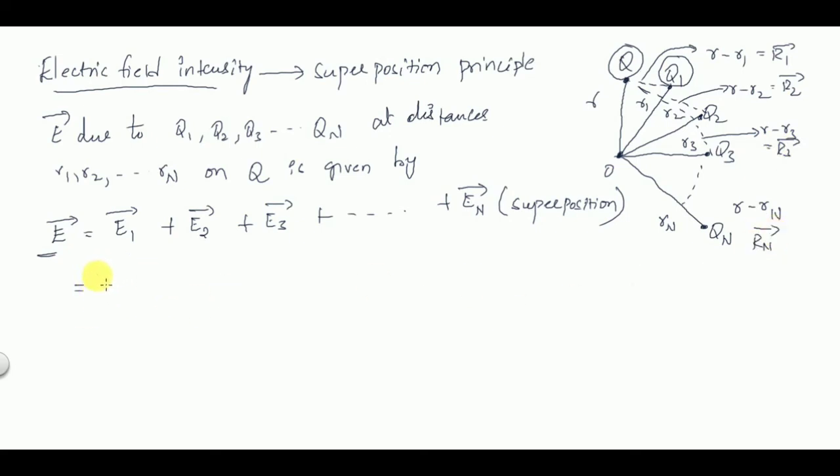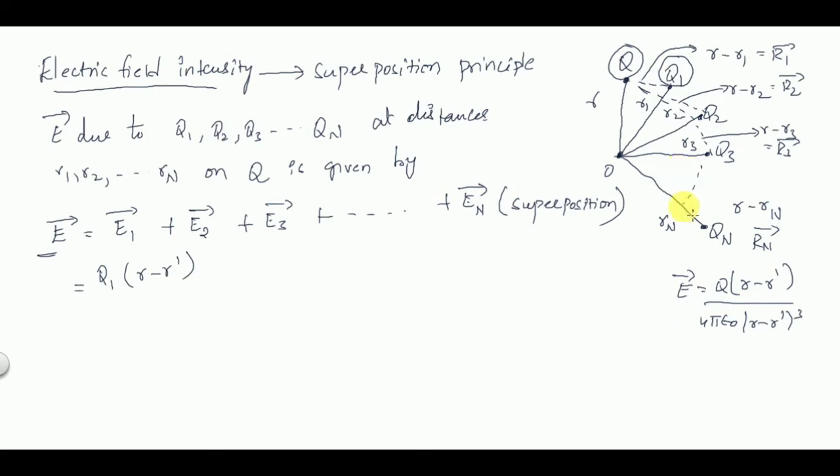So if you substitute here, what will you get? Q1 into the distance R minus R dash. Just now we have seen the formula. What is the formula for electric field intensity? Q into R minus R dash by 4 pi epsilon naught into modulus of R minus R dash whole cube. This is due to a single charge.